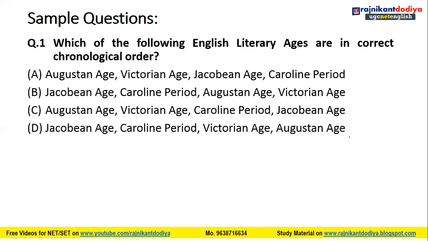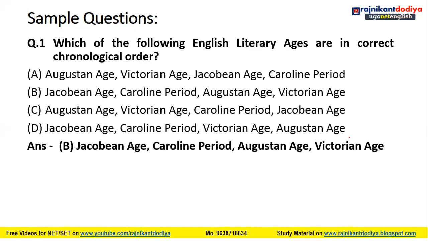Okay, so the correct answer here is B. Jacobean age will come first. It was the first period among these. So Jacobean age, then Caroline period, then Augustan age, and Victorian period.